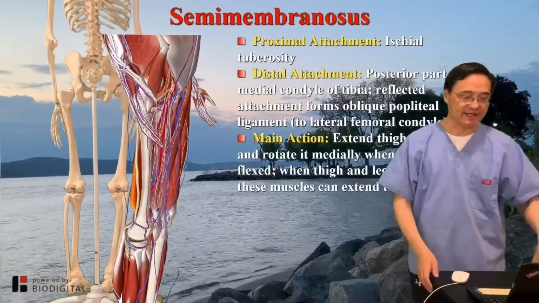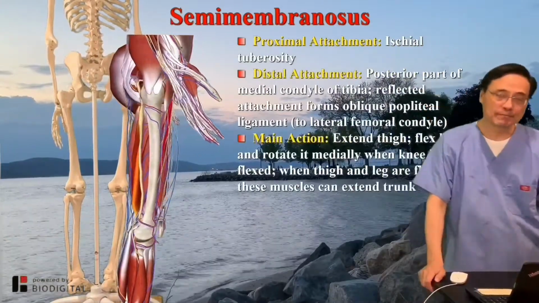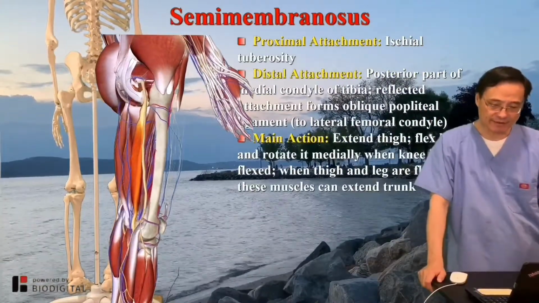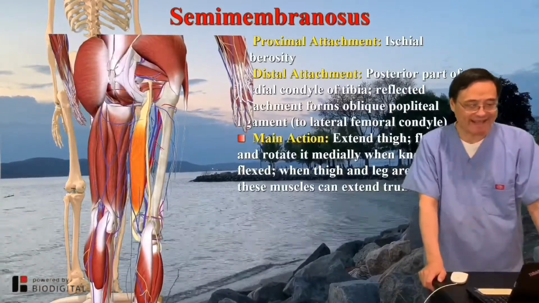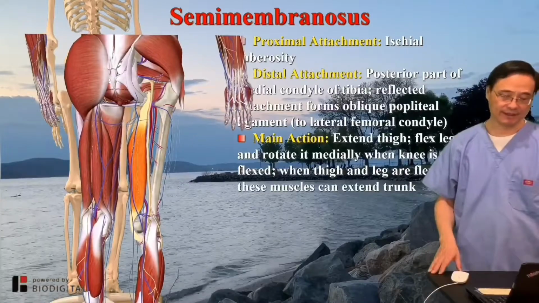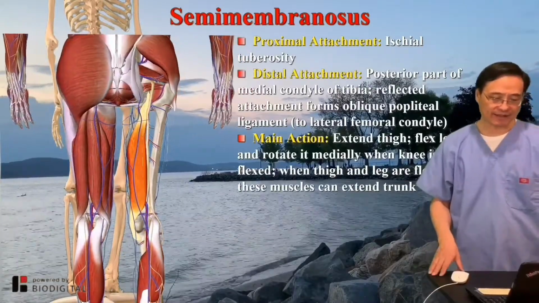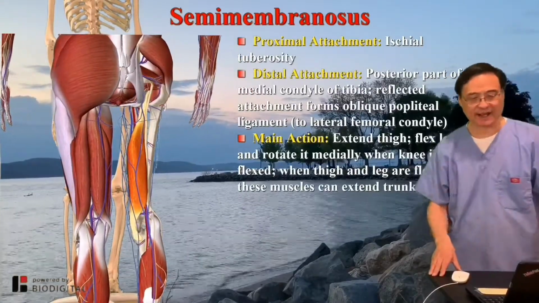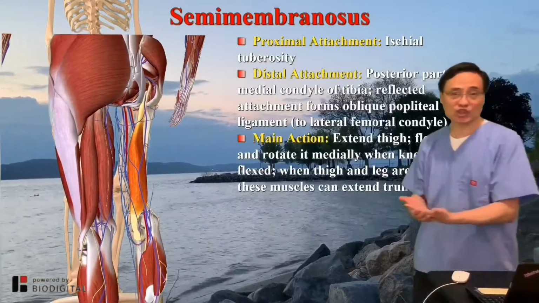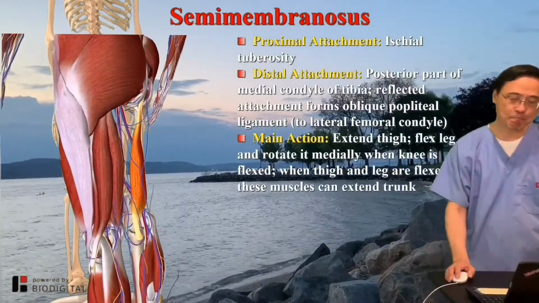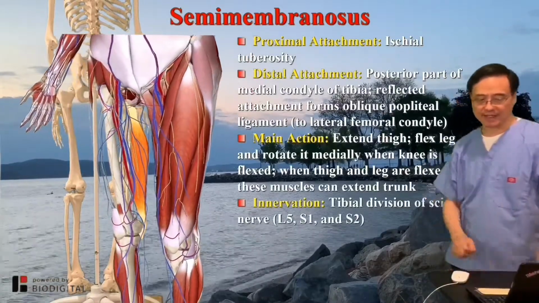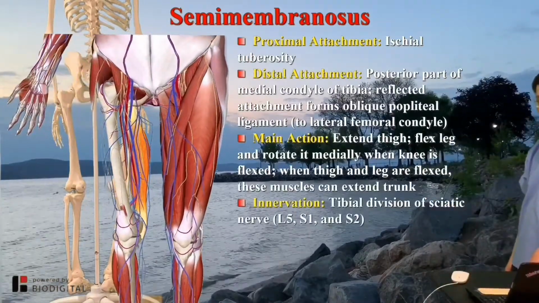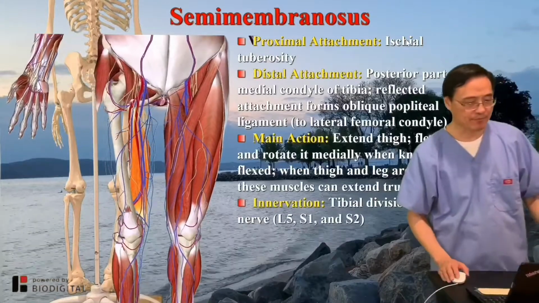So the main action: extend the thigh, the hip extensor, flex the leg, flex the knee, and rotate it medially when the knee is flexed, all right? When the thigh and the leg are flexed, same thing, these muscles can extend the trunk, basically in a chin-to-knee situation, all right? Innervation, same thing: tibial division of the sciatic nerve, L5, S1, and S2, all right?